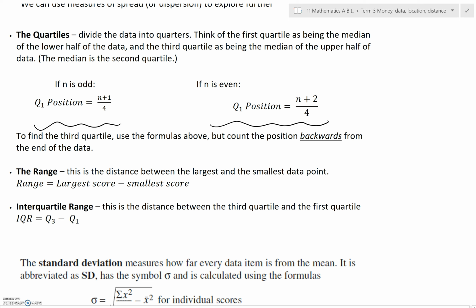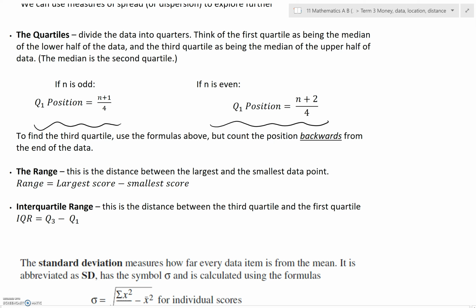The range, you would have heard before. Range is another measure of spread. So this is the largest distance between the smallest and largest data point. In other words, largest score minus smallest score. That will tell us over what area our data is spread.